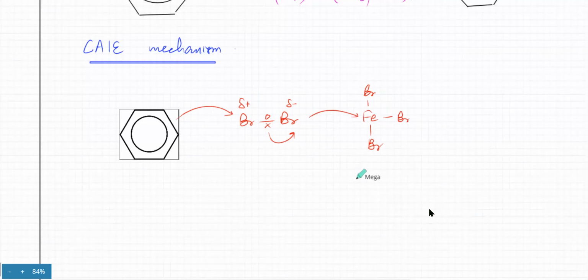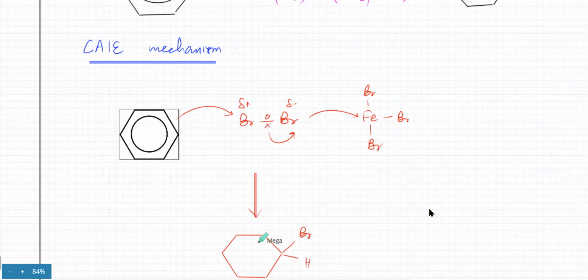Then step number two of the mechanism. ठीक है, it's going to be frequently asked. Almost every paper has this mechanism. The next step is that. The bromine would come and bond with the benzene ring, and the pi electron cloud would be electron deficient.